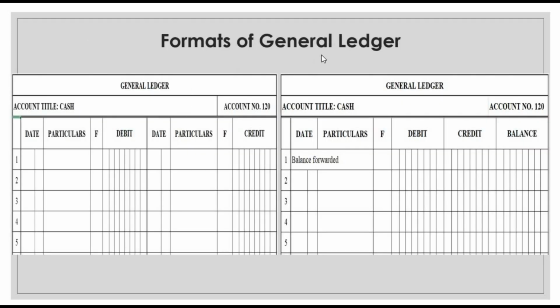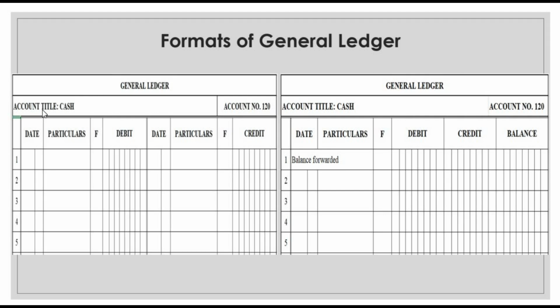Let us now proceed to the formats of general ledger. So, we have here 2 formats of a general ledger. So, the first format, this is commonly used especially for manual accounting. So, in this particular ledger, this is a resemblance of a T account. If you have noticed, it's a T account because letter T siya, the horizontal line, and then this one is the vertical line. So, resembling a T account.